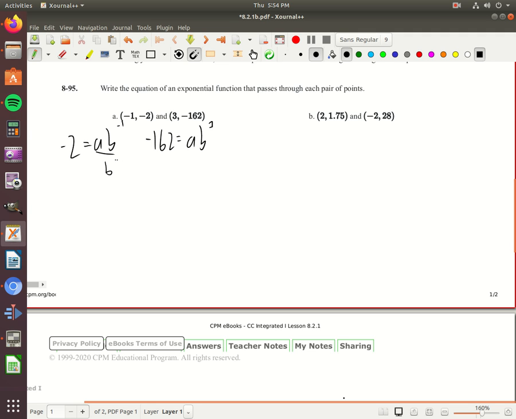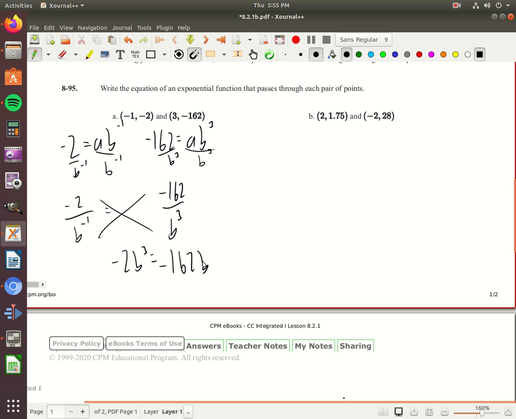I'll divide by b to the -1. So I get -2 over b to the -1 is going to equal a, right? So I'll just leave myself a little bit of room here for saving time. I'm going to get -162 over b to the third also equals a. Well, if they equal a, they equal each other. So I'll cross multiply. I'm going to get -2 b to the third is going to equal -162 b to the -1. At this, I can divide by b to the -1.